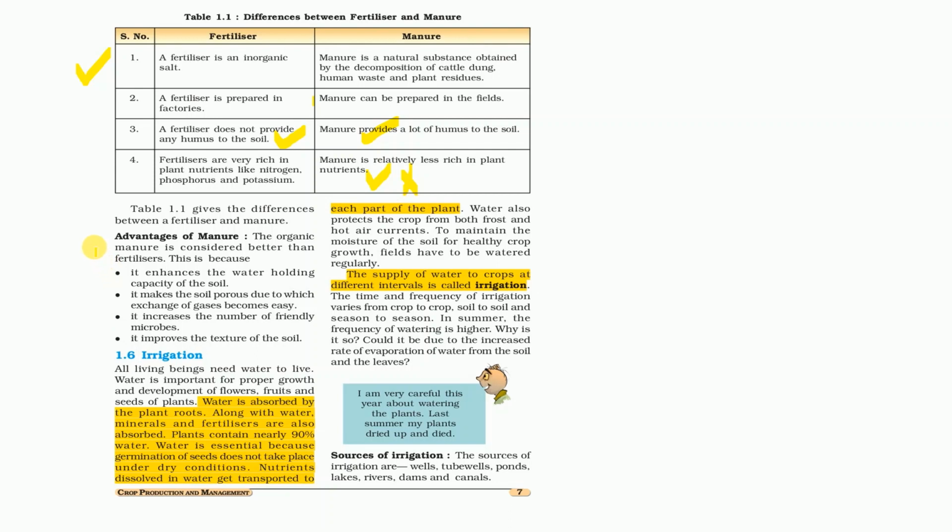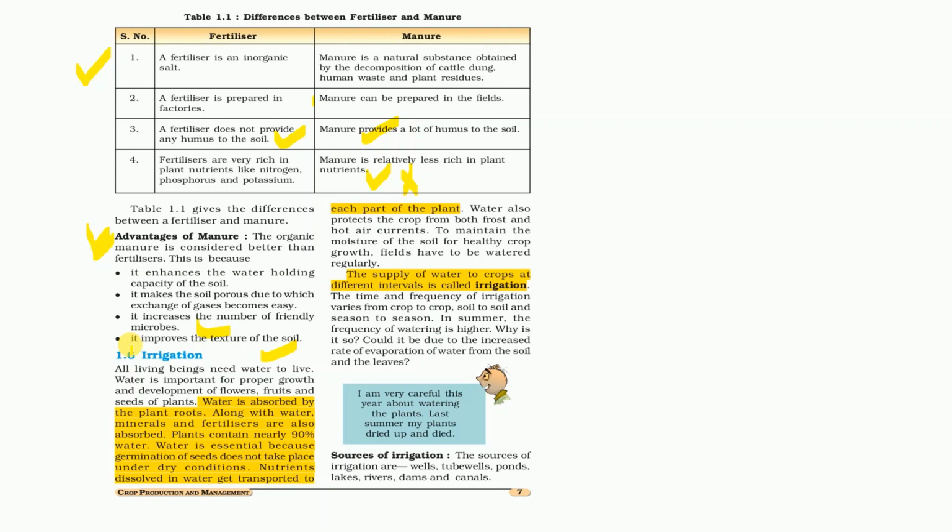The advantage of the manure is that the Indian government has also promoted manure-type farming rather than the use of fertilizers, because of the disadvantages of fertilizers. Manure enhances the water holding capacity of the soil. It makes the soil porous, due to which the exchange of gases becomes easy, and it also increases the number of friendly microbes and improves the texture of the soil. It also helps to improve the water holding capacity of the soil and helps to prevent soil erosion.